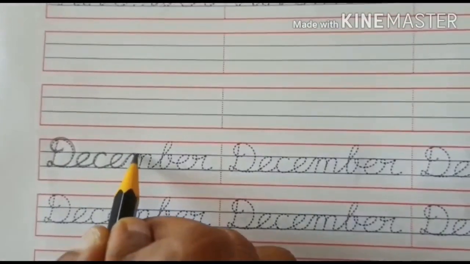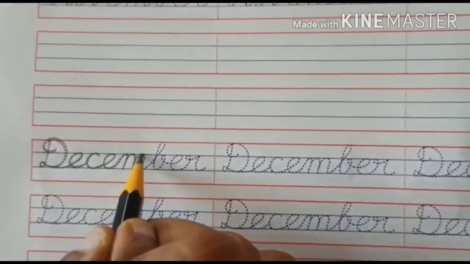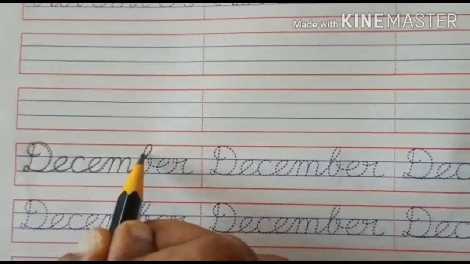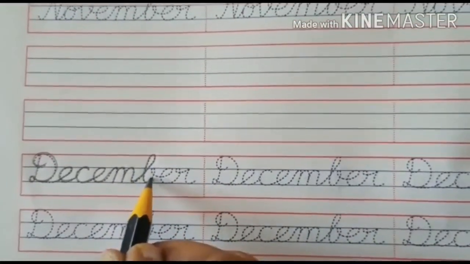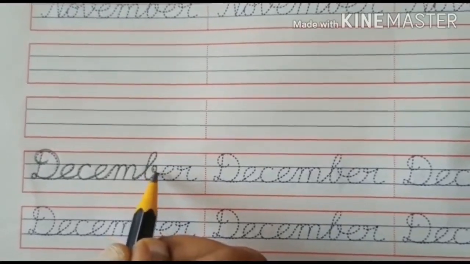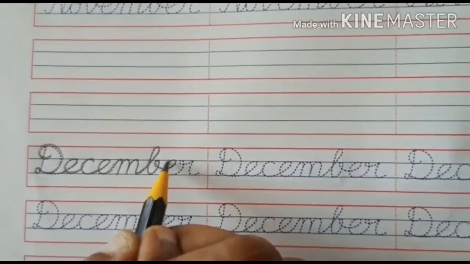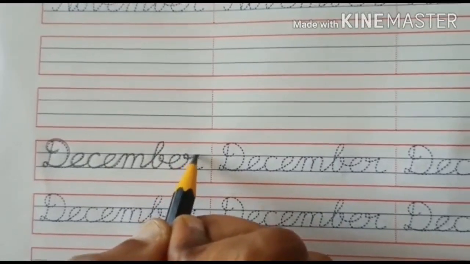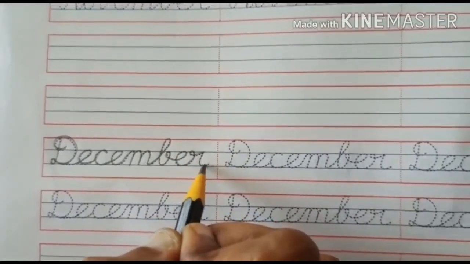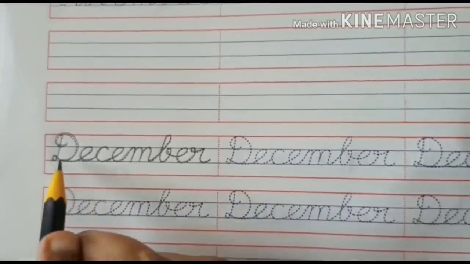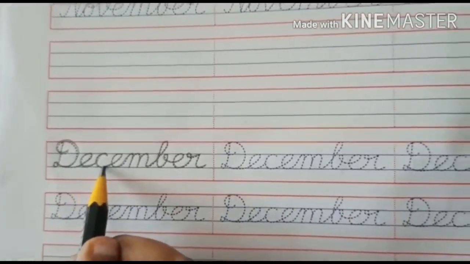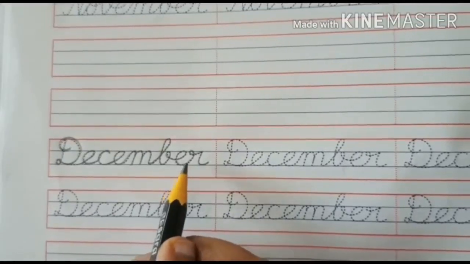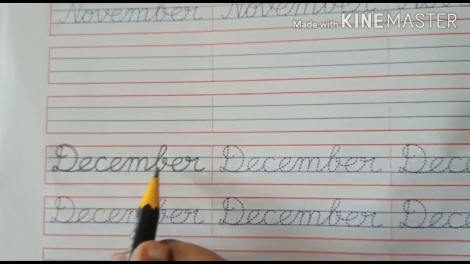M. Touch midline and baseline. B. You have to touch top line, midline and baseline. Put one small knot. E. Touch midline and baseline. R. You should put one small knot. Touch midline and baseline. December. December.